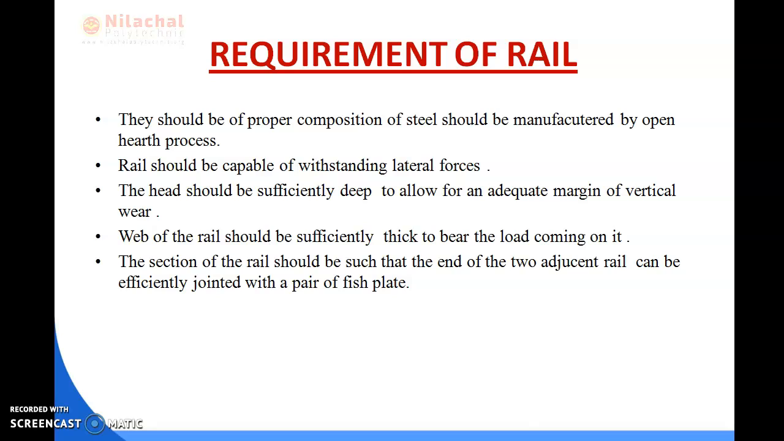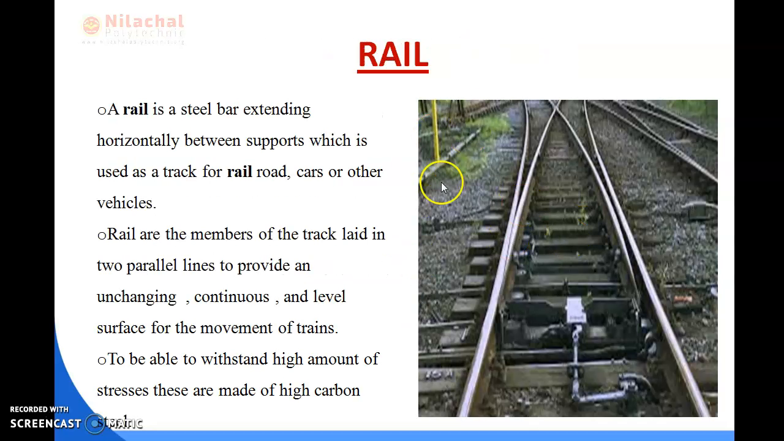And once one portion of the rail, the vertical portion, is damaged, then the rail track will be damaged and there will be chances of an accident. Okay, and the section of the rail should be such that the ends of two adjacent rails can be efficiently joined, at the point where your joint is. Suppose a joint is given here. Whenever a rail ends here and another new rail starts from here, the end to end points should be joined properly.